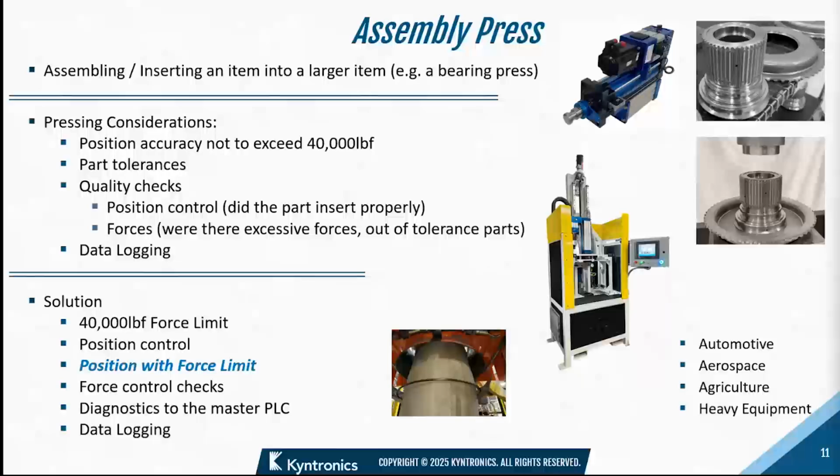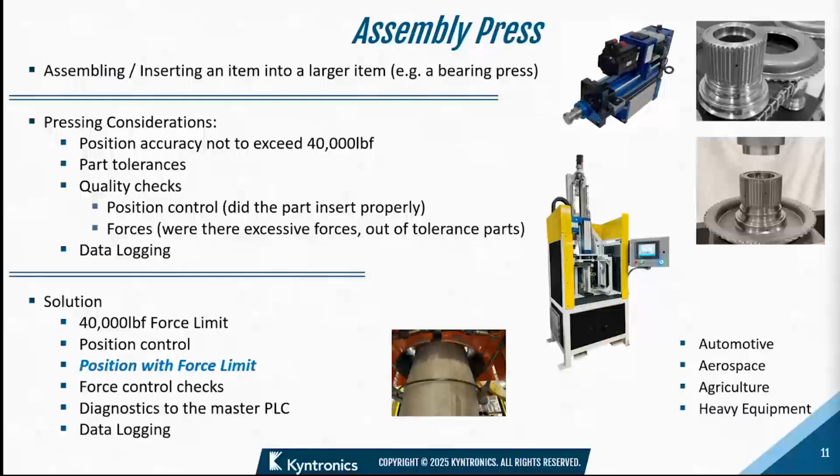So basically what an assembly press does, of course, it assembles things. You can see the picture in the right-hand corner. This is a couple pieces for a transmission. You put them together. It took about 40,000 pound force. So these are some of the considerations, of course, with tolerances. Sometimes the parts aren't made exactly to the tolerance stack up, and pressing may require much more than 40,000 pounds. So you need those quality checks, data logging, those sort of things.